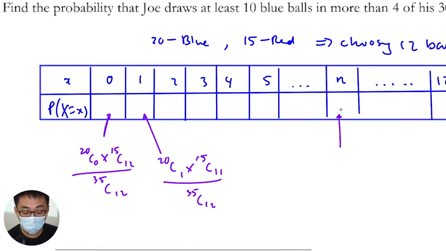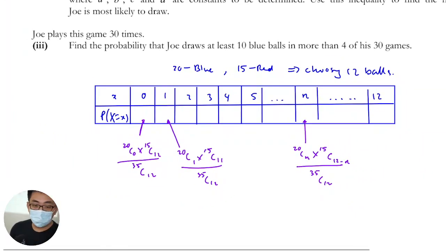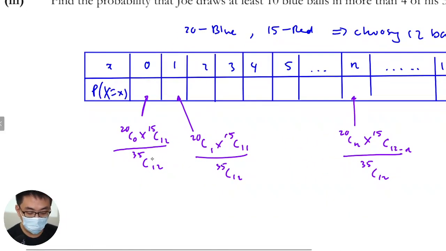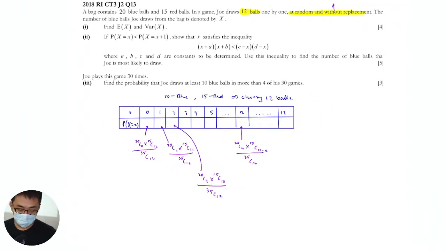If you want n blue balls, you take 20 choose n times 15 choose 12 minus n, over 35 choose 12. That is the general term. If you're not too sure, check whether it works for the first two or three terms. For example, 20 choose 2 times 15 choose 10. Great.